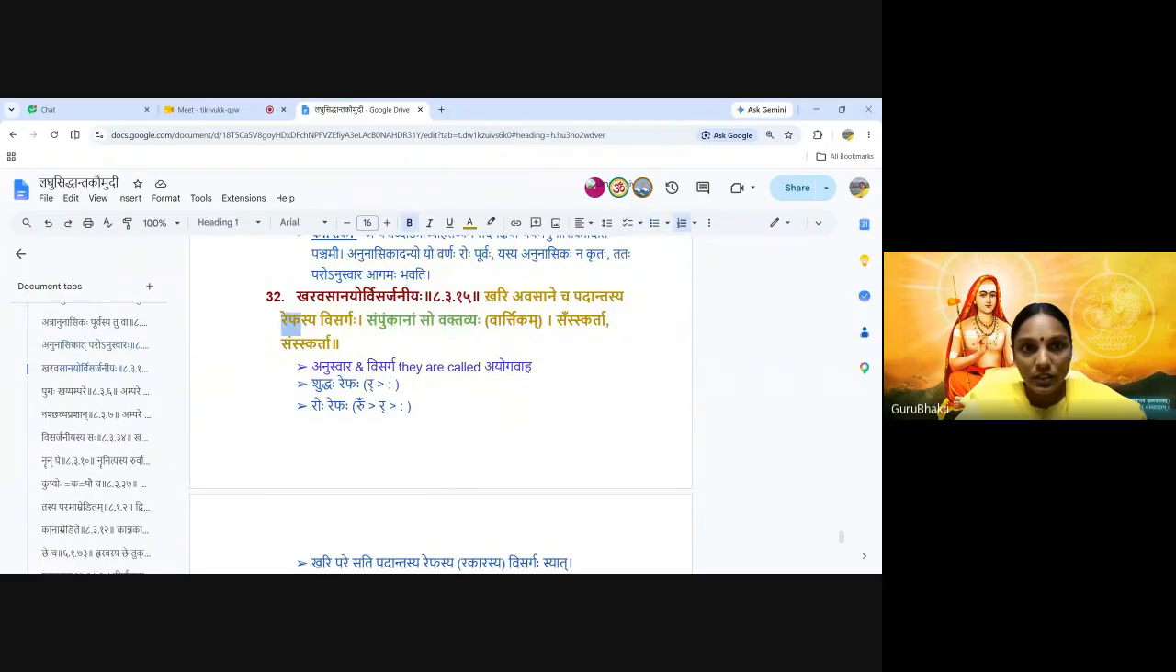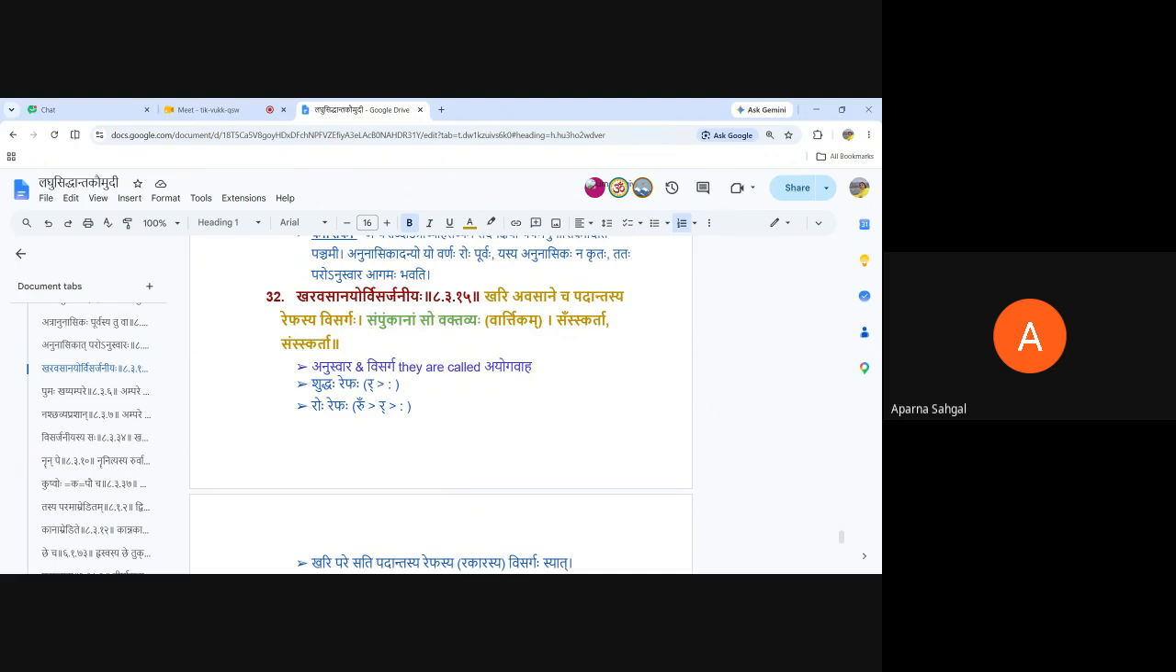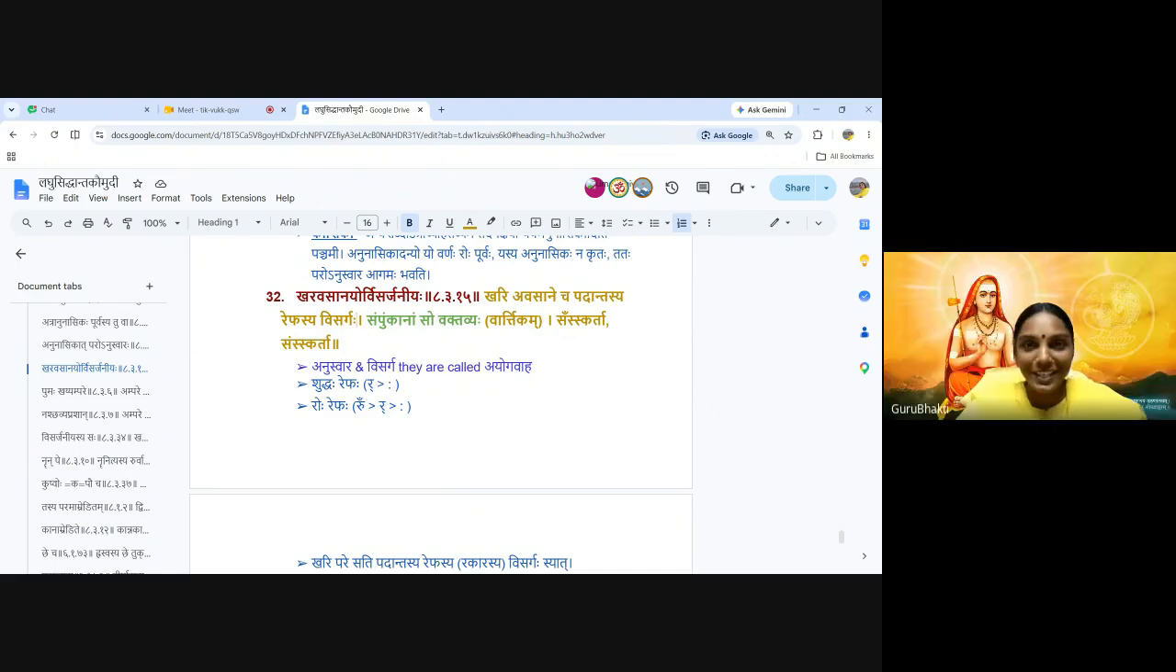Padanta Refa is what? Sthani. Padanta Refa is Sthani. Visargah is what? Adesha. Whatever is remaining, that is Adesha. When Padanta Refa is followed by Khar Pratyahara, or if it is Avasana, Avasana means at the end, after that there is nothing, then that Padanta Refa will change into Visarga.